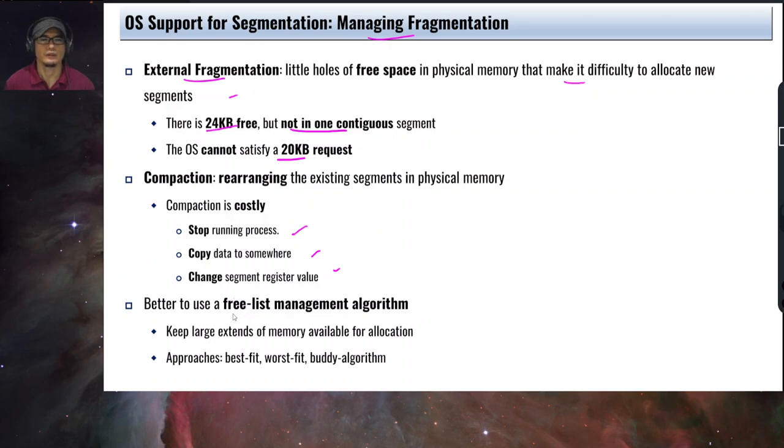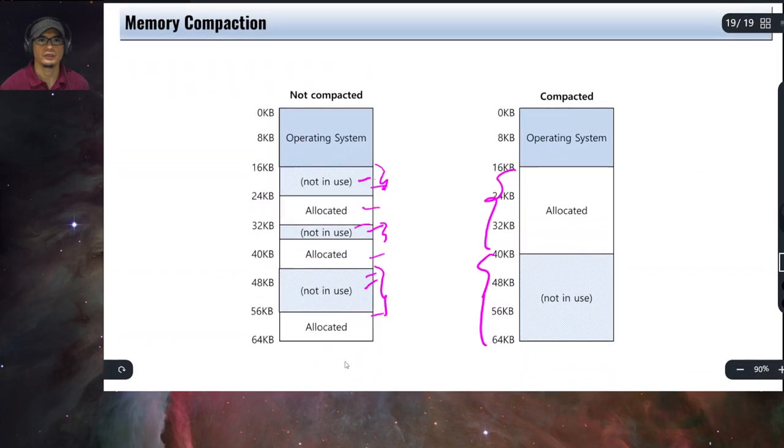So a better approach would be to use some form of free list management that manages the list of available or free slots in the physical memory. So we have approaches like best fit, worst fit, and the buddy algorithm, which we will discuss in later chapters. So this will end this chapter on segmentation.